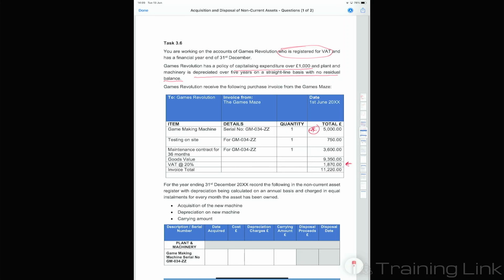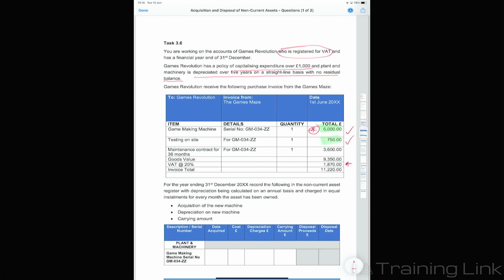So let's look at the items that we can capitalise here. We know that we could capitalise the £5,000, because that's the asset and it's over the policy amount. Testing is definitely something that we can capitalise as well. However, we cannot capitalise the maintenance contract for 36 months. That would just be a general revenue expenditure item there. So the 3,600 doesn't form part of the capitalised non-current asset amount.